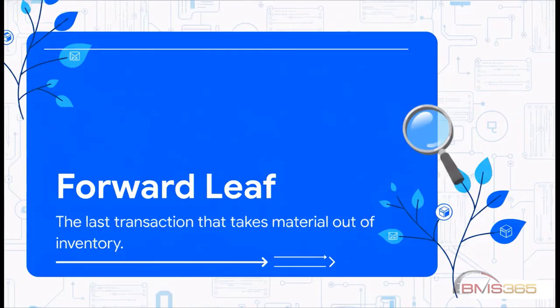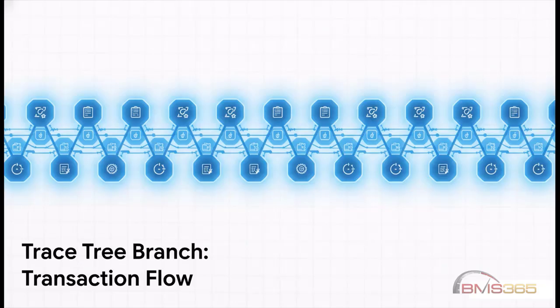We call the end of a branch a leaf. It's basically the part's final moment in inventory. Each branch represents a massive sequence of interconnected work orders and inventory adjustments.